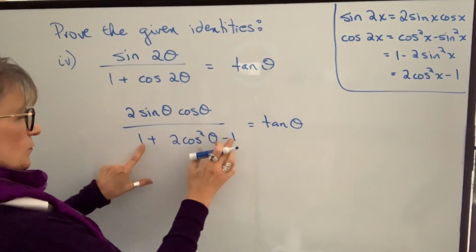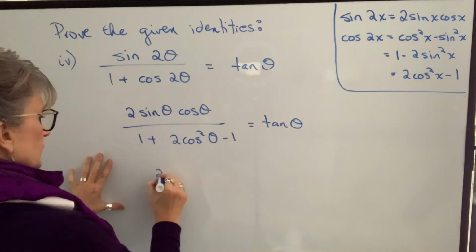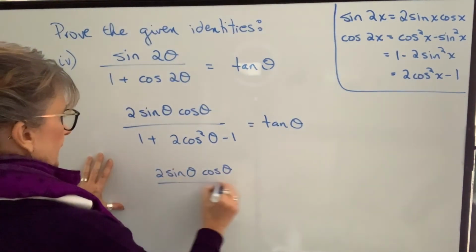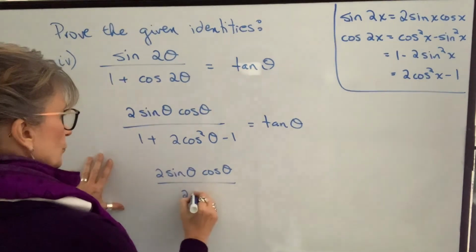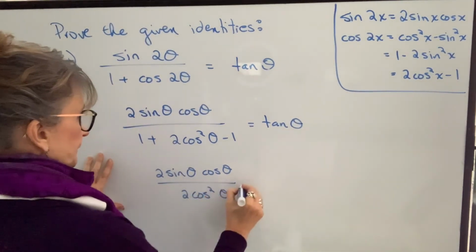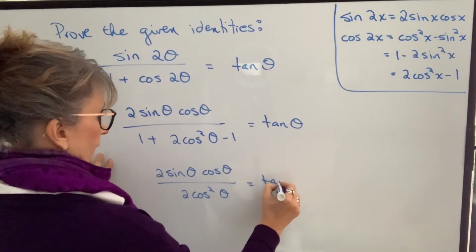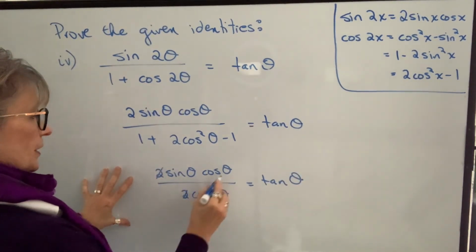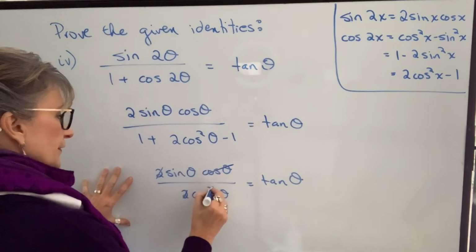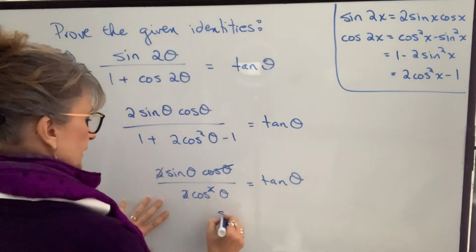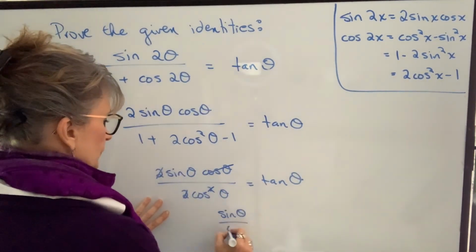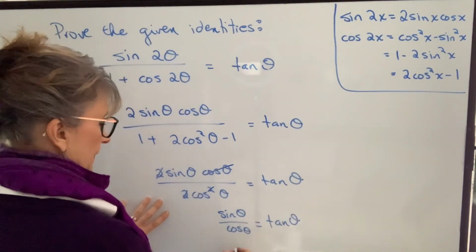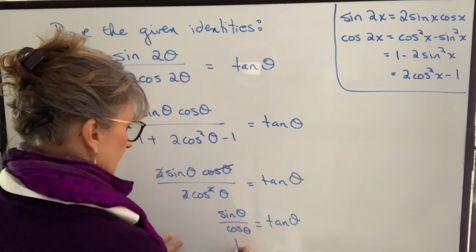The 1 minus 1 cancels, so I'm going to be left with 2 sine θ cos θ in the numerator. In the denominator, I'll just have 2 cos squared θ. I can cancel a 2 out of the numerator and denominator. I can also cancel a cos θ. So I'm left with sine θ over cos θ. And that is equal to tan θ.